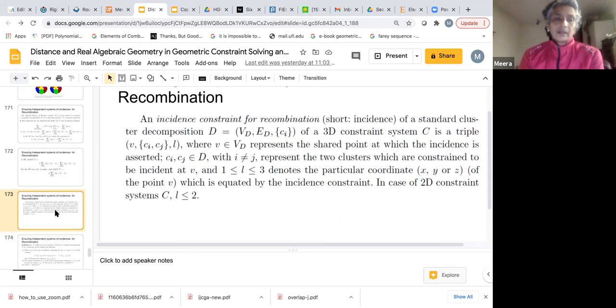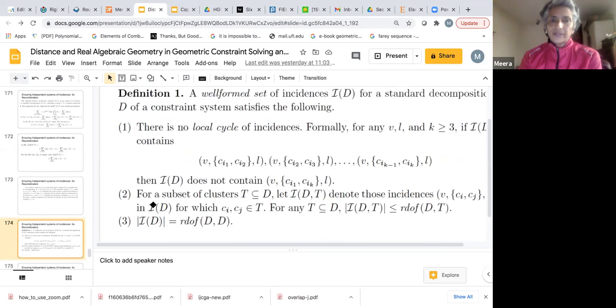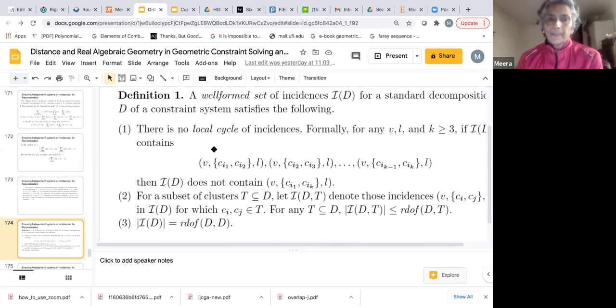Okay. Now, we define this well-formed set of incidences in 3 ways. So first of all, there is no local cycle of incidences. In other words, you don't have the situation that, for a given single vertex, and notice that all of these vertices are the same vertex, they're shared by this whole bunch of clusters, and we are asserting an equality at that vertex between the first two clusters, the second one and the third, and so on and so forth. And then you don't have ik being equal to I1.